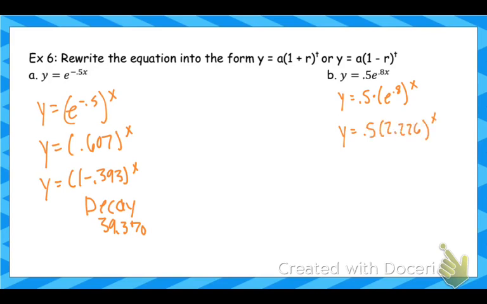So this again is showing growth. So I'm going to rewrite this as 1 plus 1.226, which means that this is showing growth, specifically that rate. Remember, that's just the rate, that's not the percentage. Move your decimal 2 places to get your percent. This is 122.6% growth.